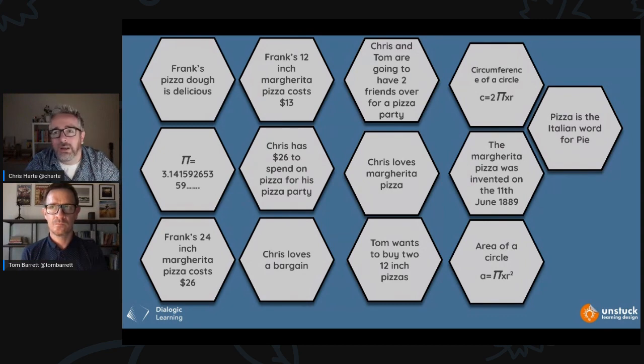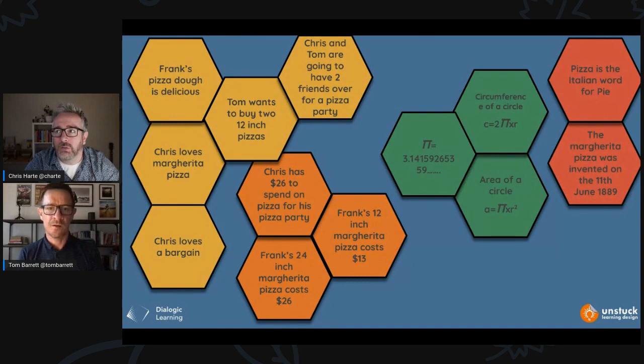I think on the next slide, Tom, we've got some pictures there with just a bit of color in them. So we start to group them, and we said, well, on the yellow hexagons here, it's all information and some opinions about, Chris loves a bargain and margarita. Frank's pizza dough's delicious. Tom wants to buy two 12-inch pizzas. Chris and Tom are going to have two friends over for a party. I mean, that's two pizzas for four of us.